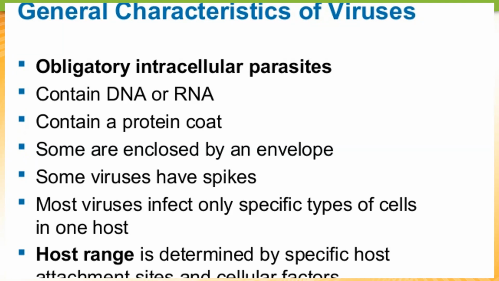Most viruses infect only one specific type of cells in a host. As we know with COVID-19, that virus enters through the nasal passages and through the oral mucosa, but it can infect multiple other cells once it enters the host. And host range is determined by specific host attachment sites and cellular factors.